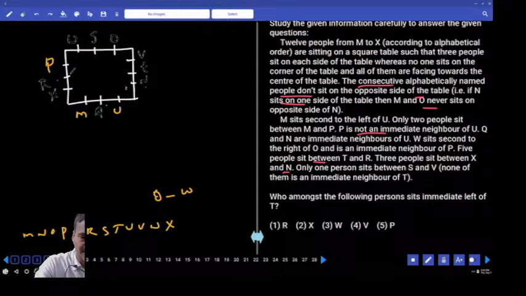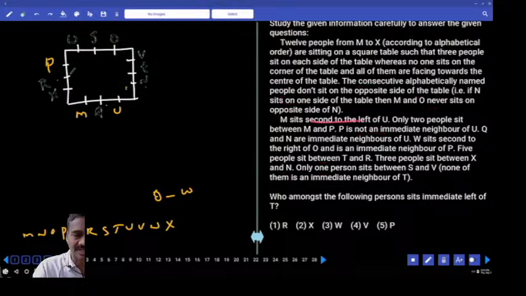For R, Q and S and X, and for V, U and W, and for T, S and U, and for N, M and O. Hence, T and X cannot be at any one of these two places. Then check out the conditions once again.